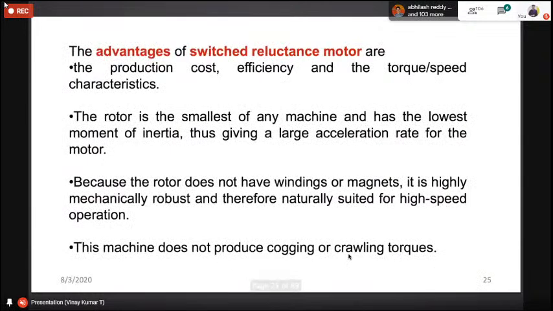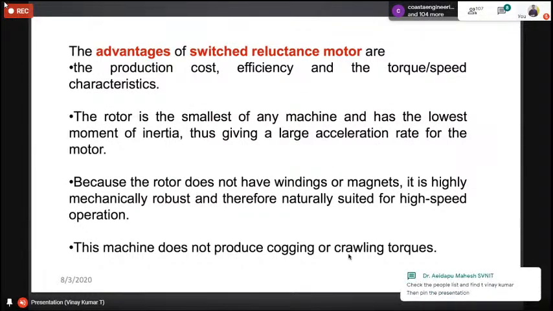So, coming to advantages. The main advantage of the switch reluctance motor is very low cost. Production cost is very low. Compared to other machines, efficiency is higher. Why? Because there are no rotor copper losses on the rotor side. Next, torque speed characteristics are also very good. One more advantage of the SRM is that the rotor is the smallest of any machine, and lightweight.